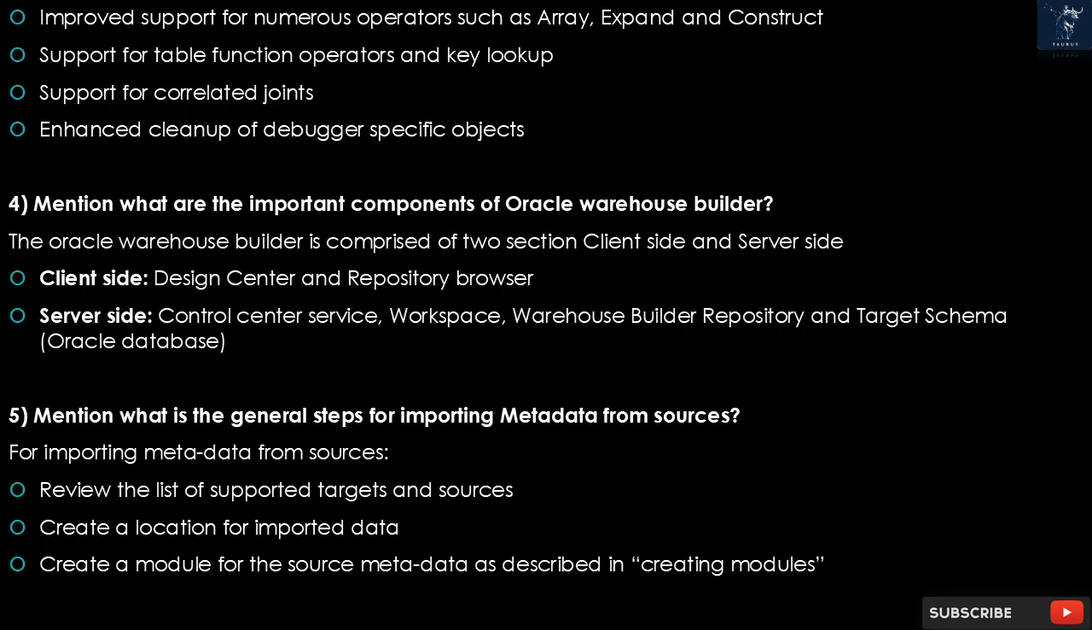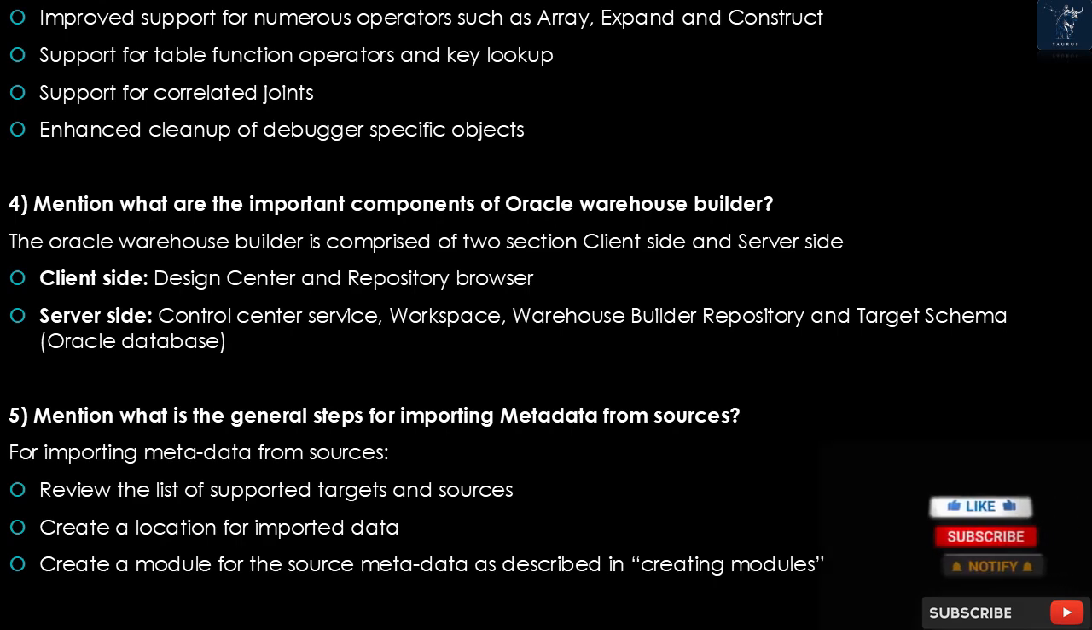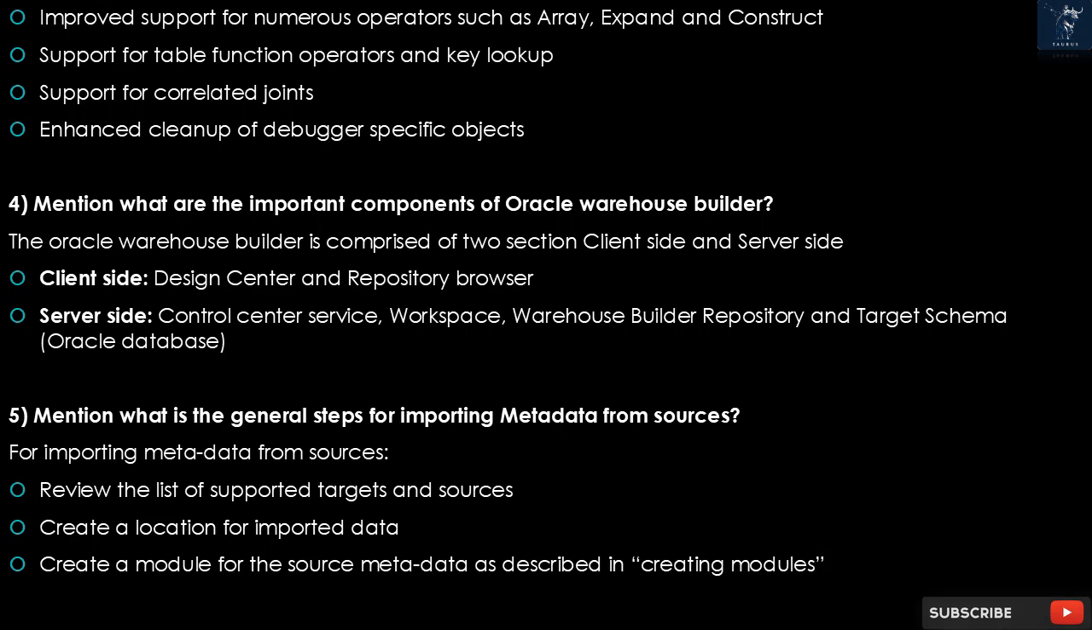4. Mention what are the important components of Oracle Warehouse Builder? The Oracle Warehouse Builder is comprised of two sections: client-side and server-side. Client-side: Design Center and Repository Browser. Server-side: Control Center Service, Workspace, Warehouse Builder Repository and Target Schema, Oracle Database.